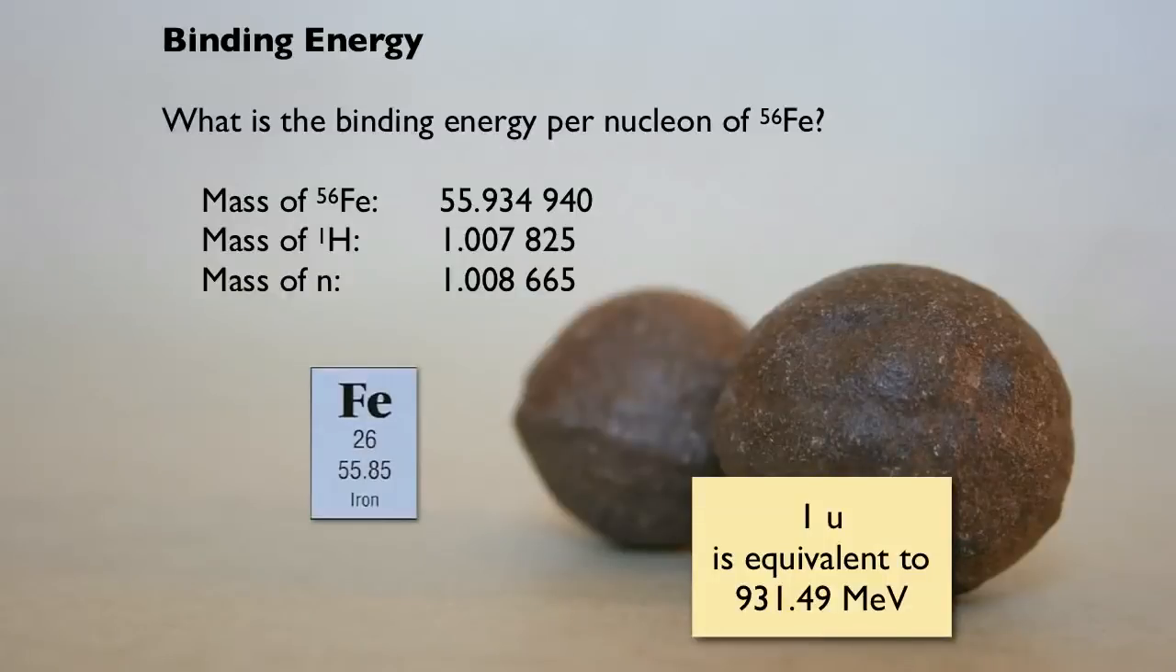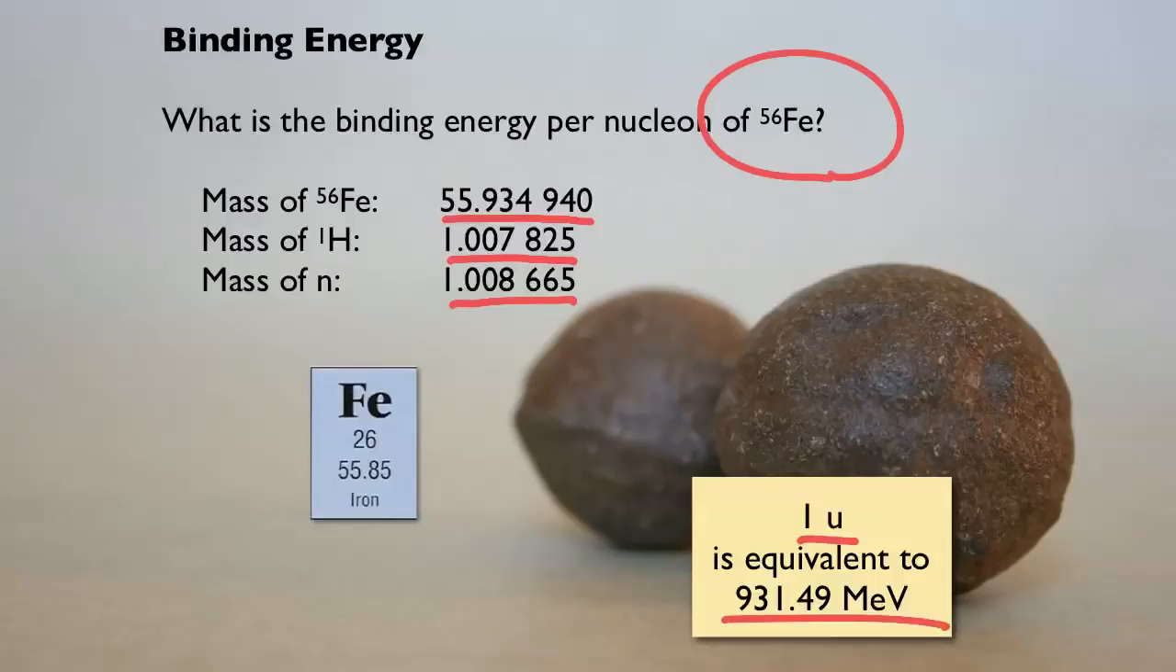Now I want to look at this concept of binding energy. And I want to look at iron 56, and there's a reason for doing iron 56 in particular, and I want to know the binding energy per nucleon. Now the mass of iron 56 is this, the mass of a hydrogen is this, the mass of a neutron is this, and 1 atomic mass unit is equivalent to this energy. So the question is, what is the binding energy per nucleon of iron 56? I want you to think about how you would solve this problem. Go ahead and get started. I'll be back.